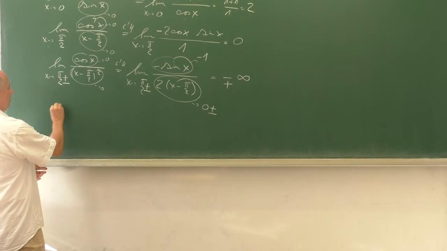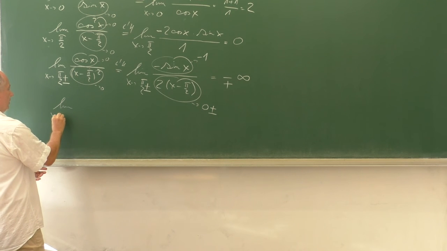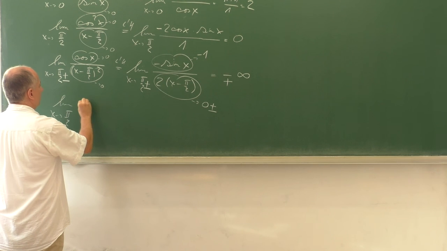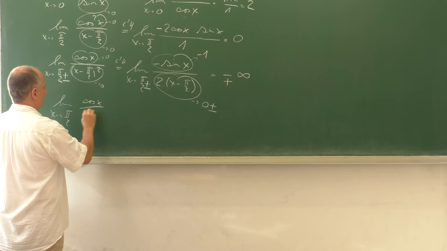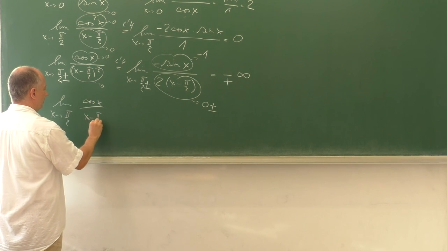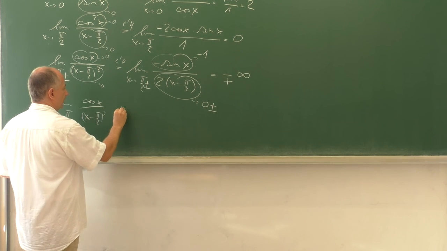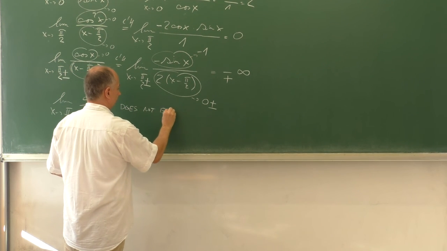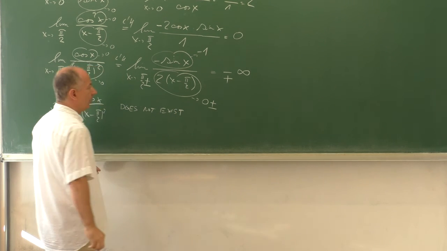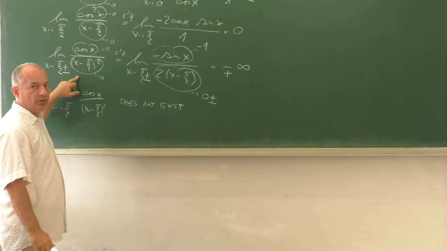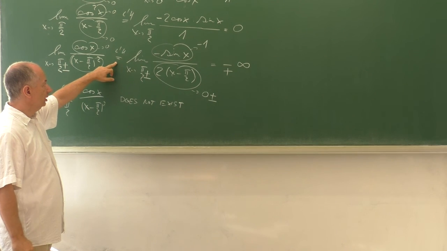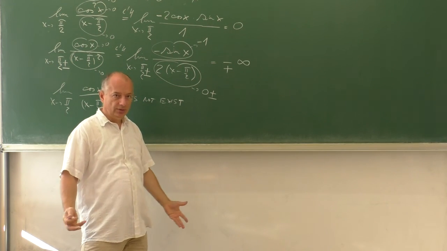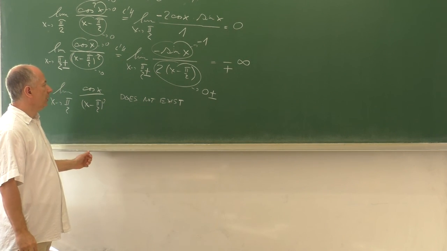So let me copy this once again. The limit for x approaching pi half as a two-sided limit of this expression, cosine of x divided by x minus pi half squared, does not exist. Because we have computed the two single-sided limits using L'Hopital's rule, and the result was two different results. So the both-sided limit does not exist.